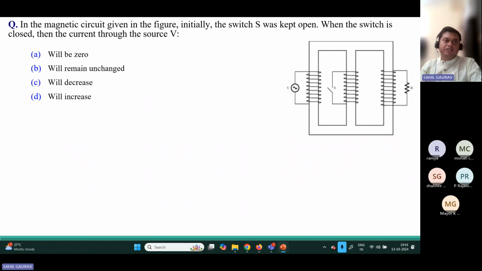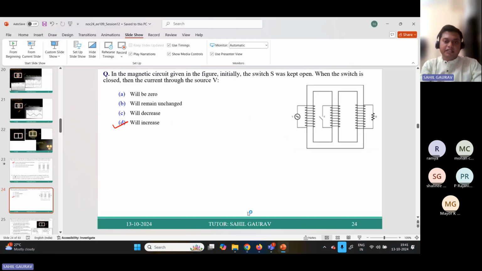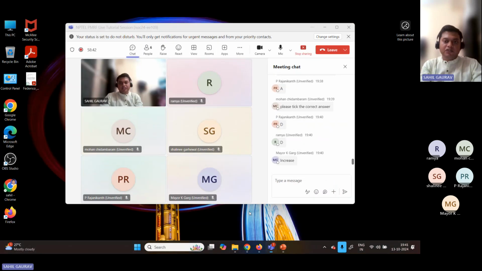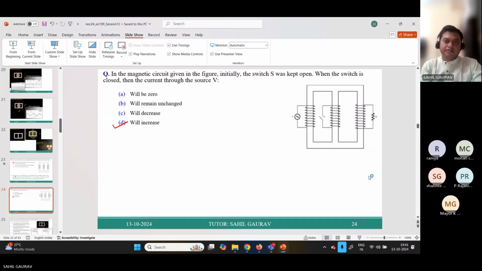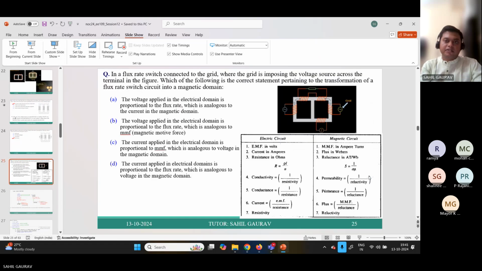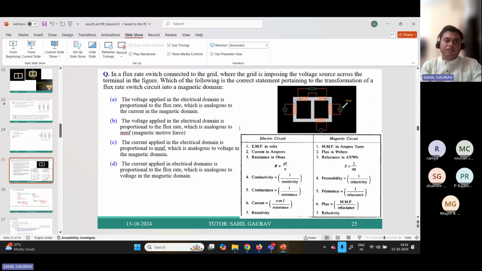When the switch S is closed, the current through this source will be increased. Yes, D is the correct answer. I think many of you have given the correct answer: Rajnikant, Ramya, Mayur Kegar. So let us come to the next problem.